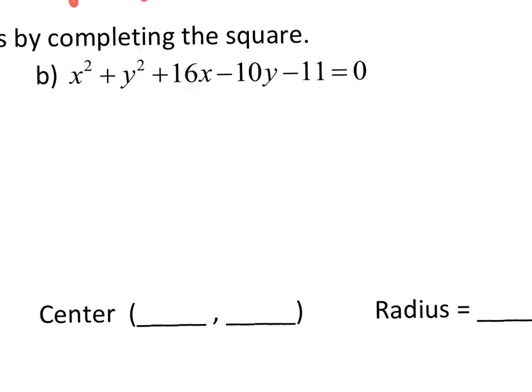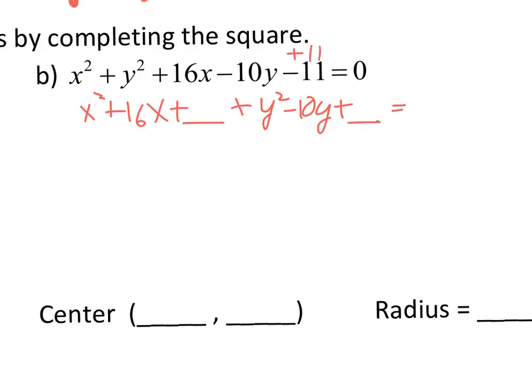Doing another problem, we'll first organize our problem. So x squared plus 16x plus the blank plus the y values, so y squared minus 10y plus the blank is going to equal the constant, so add 11 on both sides. Okay, then figuring out what number goes there. Half of 16 is 8. 8 times 8 is 64, so add 64 to both sides.